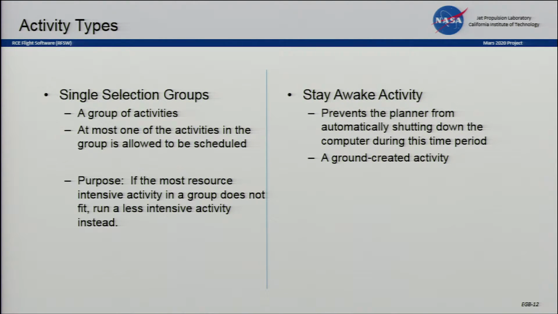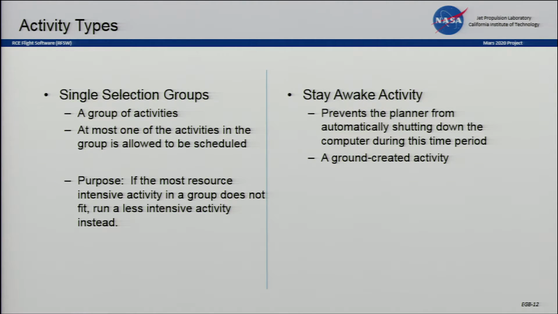Now, there are cases, say for an instrument, where they have an activity that's very resource intensive. And if it so happens that we don't have enough resources on board to execute it, we'd like to do a backup plan. We'd like to do something similar but less, that consumes fewer resources. But the key constraint is we don't want to execute both of them. You want to do at most one of the activities on a list. And so that's where these single selection groups come in. You just choose one from the list, one that fits. But you cannot run more than one on this list. So that's the intent there.